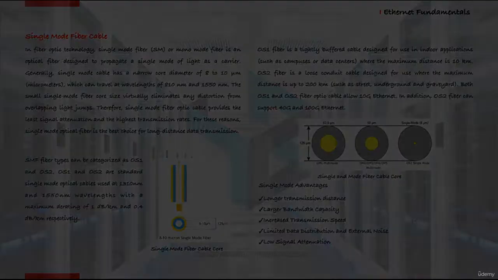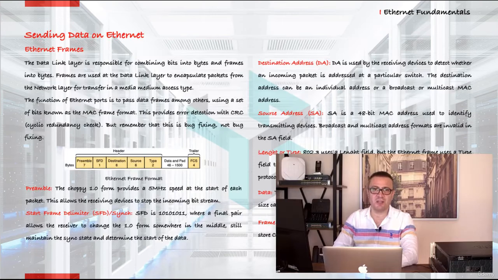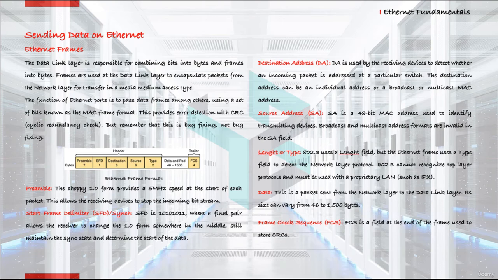Hello everyone, in this lesson I will tell you about Ethernet frames and sending data. Ethernet frames are used in the data link layer to encapsulate packets from the network layer, and the data link layer is responsible for converting bits into bytes and bytes into frames.